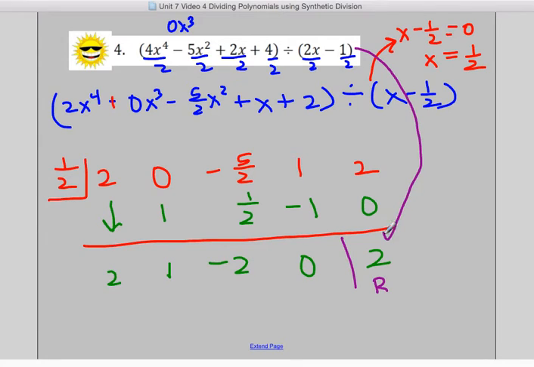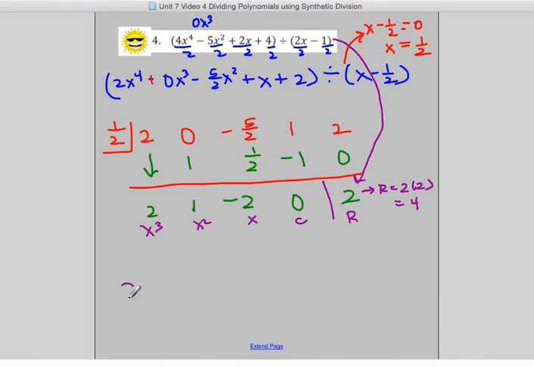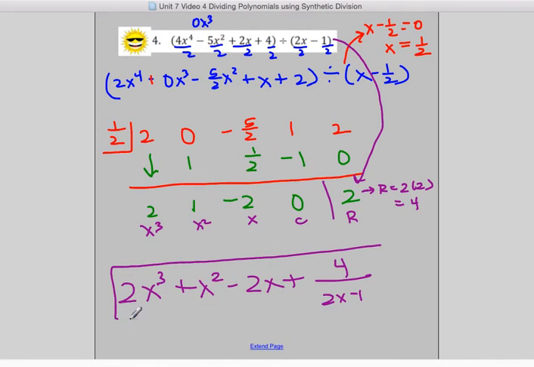So once again, remember, my remainder is equal to 2 times 2, because I divided everything by 2, so I multiply by 2. So my remainder is 4. This is my constant, this is my x squared, and x to the third. So my answer would be 2x to the third plus x squared minus 2x plus 0, which we usually don't write, so I'm not going to write it right now, plus our remainder, plus 4 over 2x minus 1. Okay. So there is our answer for number 4.